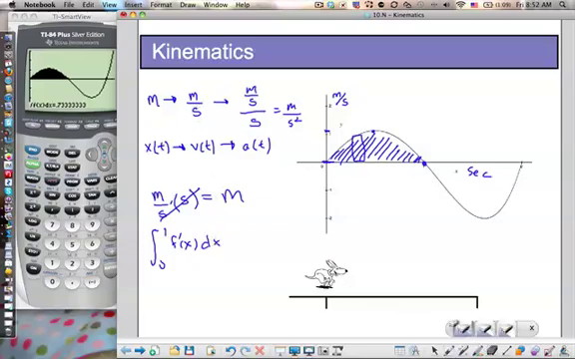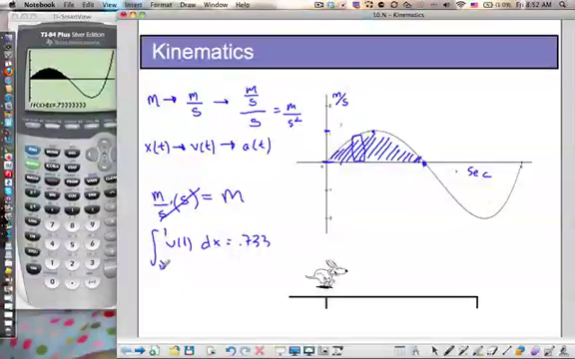Should I write v of t? Sure. Keep consistent here. Yep. Like I should be, always. So the integral from 0 to 1 of v of t, the area from 0 to 1, is 0.733. And that would be meters, right? Meters. Jeez. He didn't go very far in that 1 meter.